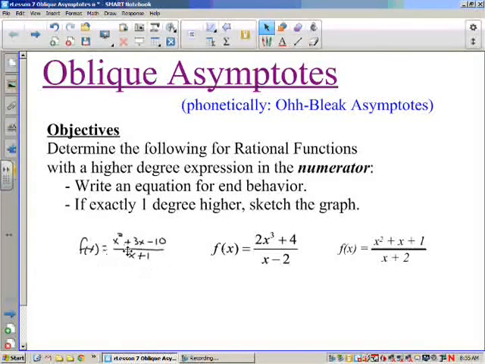sketch the graph. So for instance, when you look at this equation, you have a degree 2 over degree 1. That one we should be able to sketch the entire graph. A graph like this where it's 2 degrees higher on top, we'll sketch the graph, but the main focus there is to write the equation for end behavior.